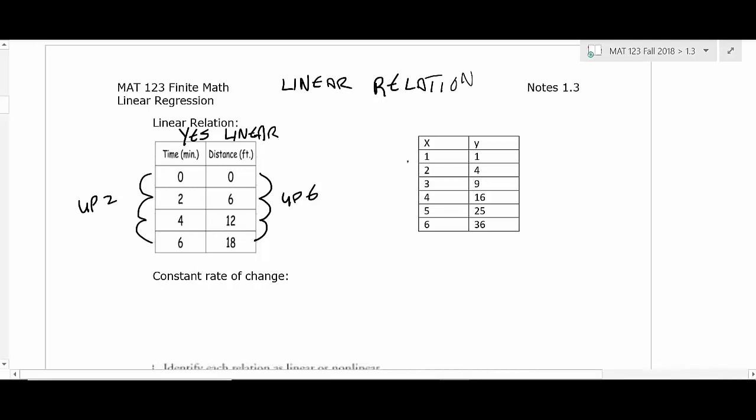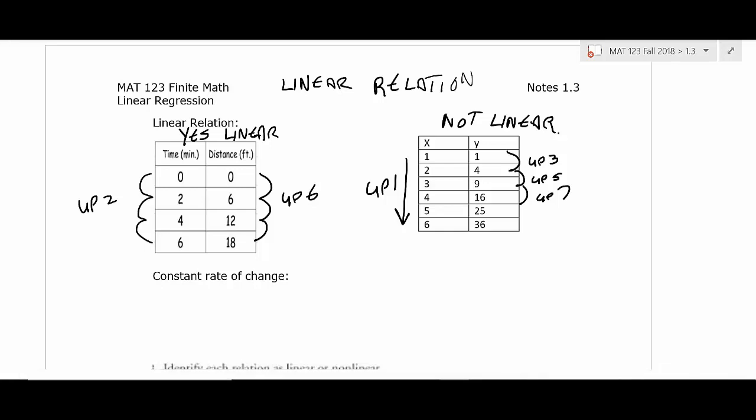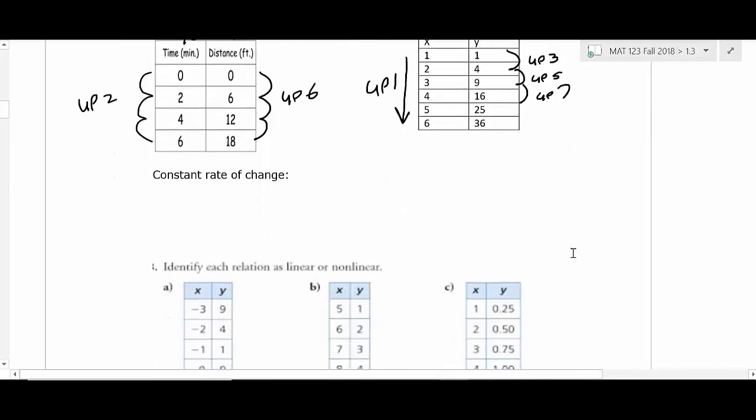All right, the next one, what is x going up by? Up 1. How about the y's? Let's see. It goes up 3, then it goes up 5, up 7. Is that linear? No, it's not linear because it keeps going at different rates. So that's not linear. Does everybody understand that? So it's got a constant rate of change.